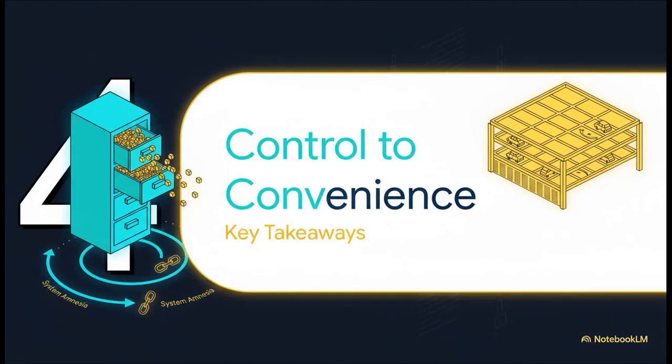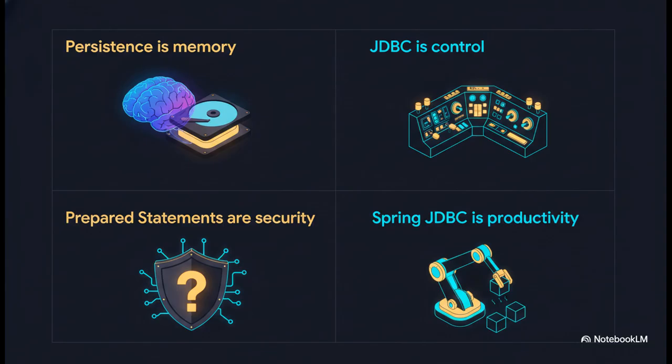All right, let's wrap this up in our final section, from control to convenience. We've really come a long way, from the basic problem of a system with no memory, all the way to a clean, modern solution. Let's just quickly recap the big ideas. First, persistence is memory. Simple as that. It's the only way to cure system amnesia.